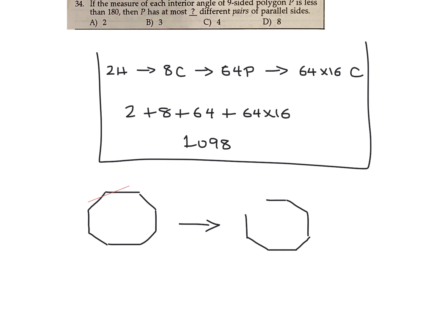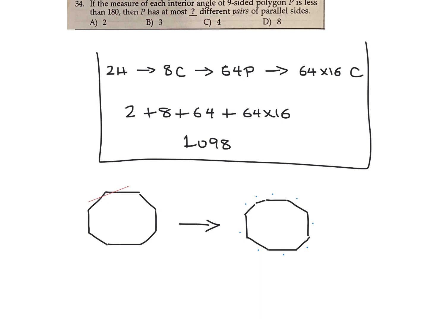Yeah. I'm trying to draw it. There. I think I did it. So we got 9 sides now. We got 1, 2, 3, 4, 5, 6, 7, 8, 9. Okay. Now they're saying how many pairs of parallel sides?